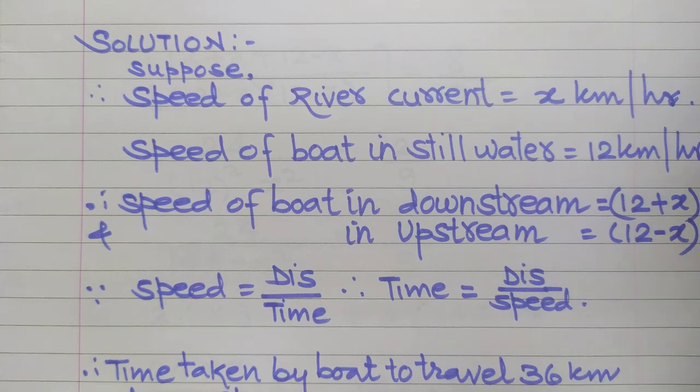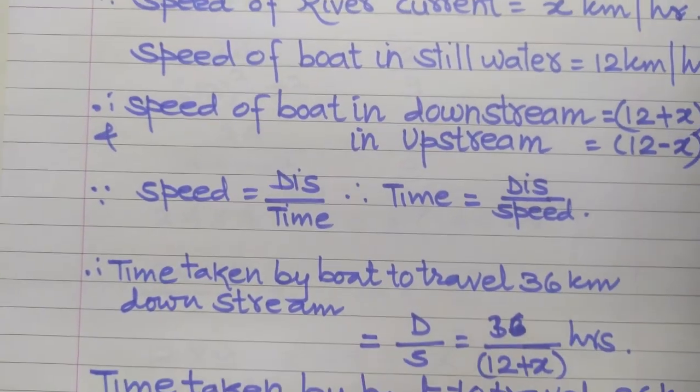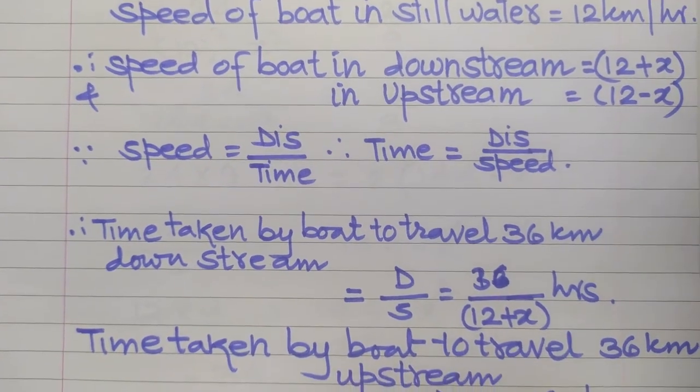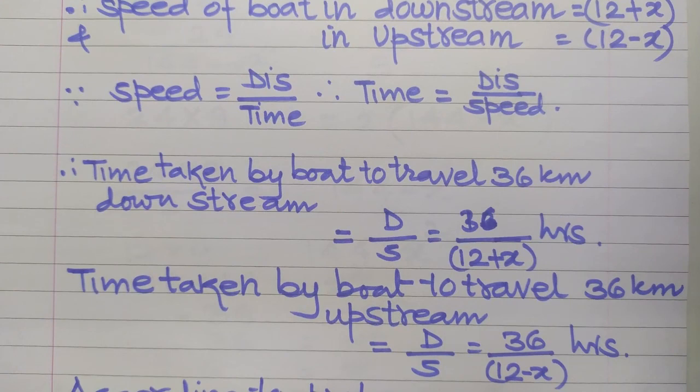As we have already seen in that short diagram, speed is equal to distance upon time. Therefore, time will be equal to distance upon speed. So using this particular formula, I have taken the time taken by the boat to travel 36 kilometers. The boat has to travel 36 kilometers, so the time taken by the boat to travel 36 kilometers downstream.